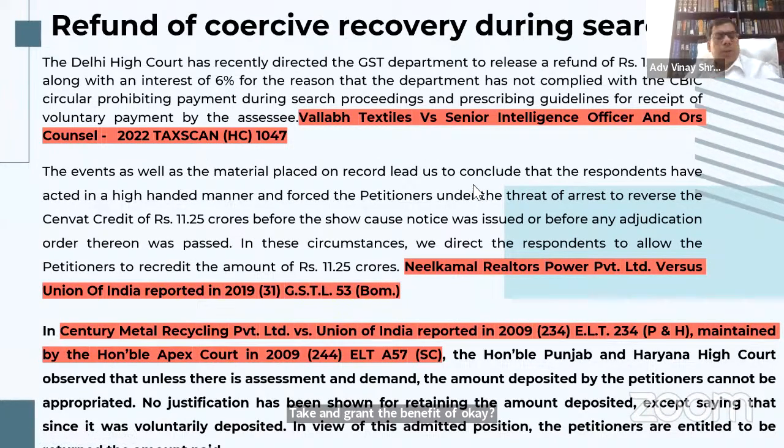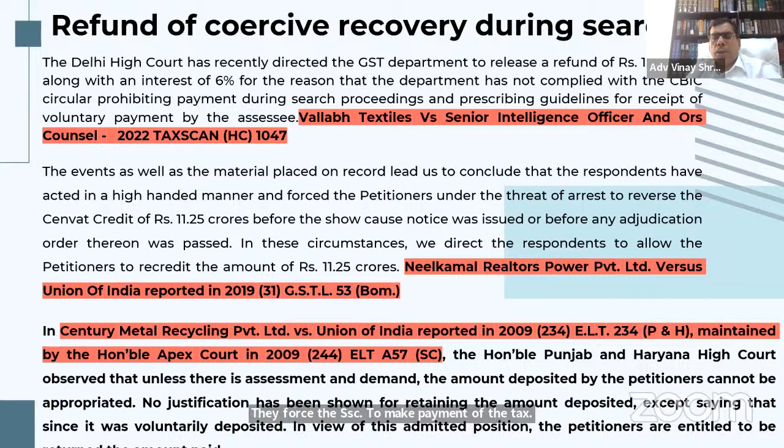Now, one of the issues which SSEs are also facing is that in case of a search, seizure, or an SSE being summoned, the practice which the department has adopted in most of the cases is that they either call for the summons, or whenever they come for search or seizure, they force the SSE to make payment of the tax.